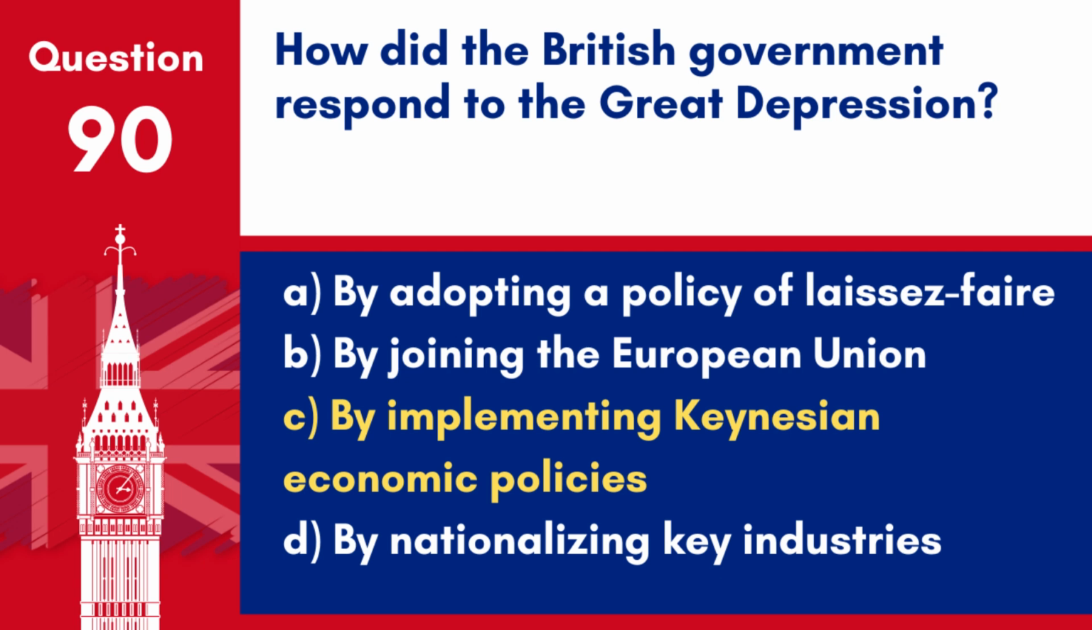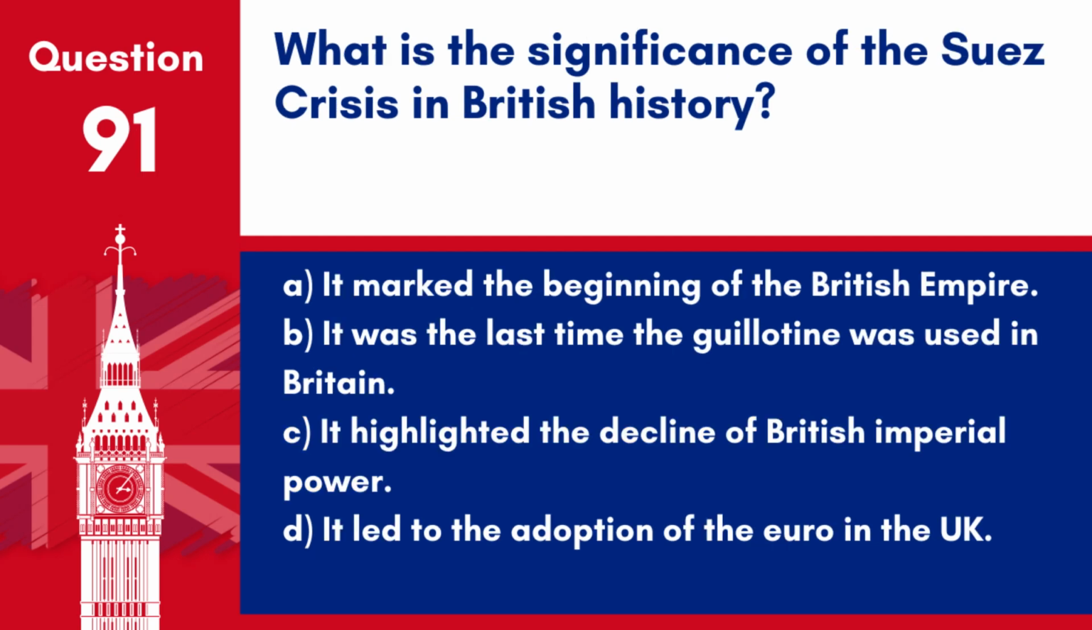The British government responded to the Great Depression by eventually adopting Keynesian economic policies, which involved increased public spending to stimulate economic growth.